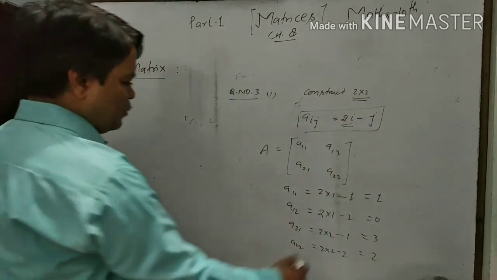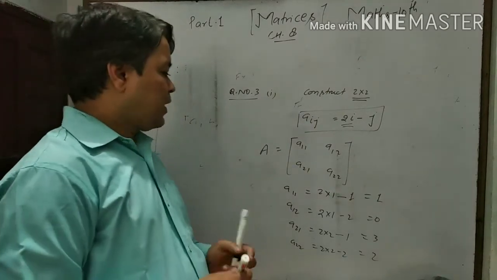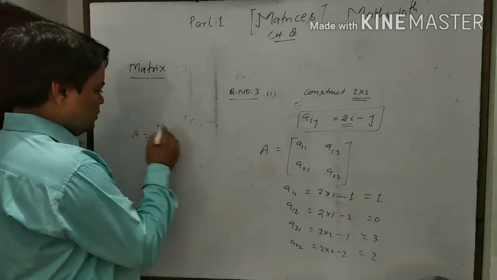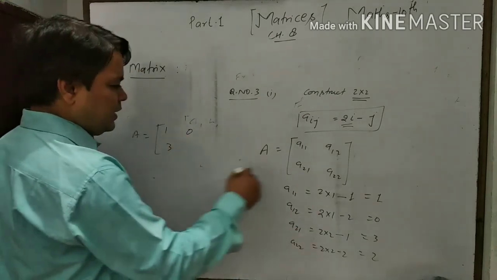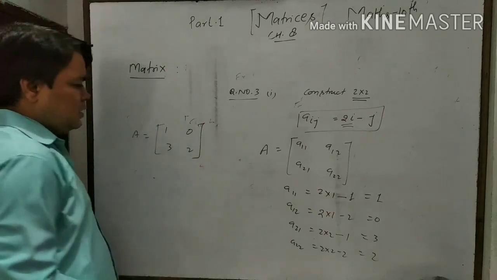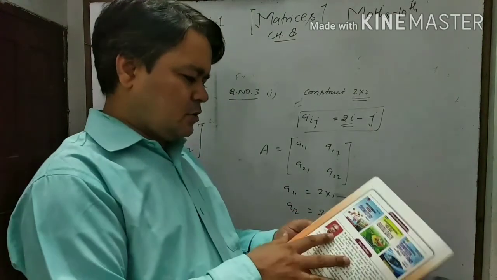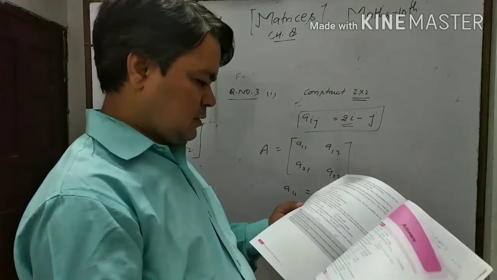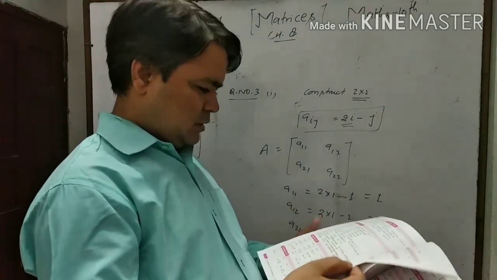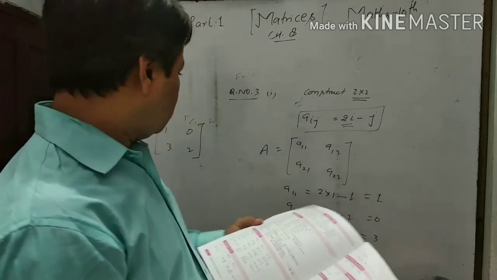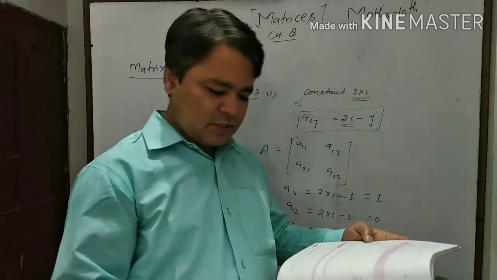Therefore, the required matrix A will be, we just put the values of a11, a12, a21 and a22. a11 is 1, a12 is 0, a21 is 3, and a22 is 2. This is the required matrix according to the given condition of the question. Let us see whether it is correct or not. In 8.1, the third one is 1, 0, 3 and 2. In this way you can solve all the questions of exercise 8.1.